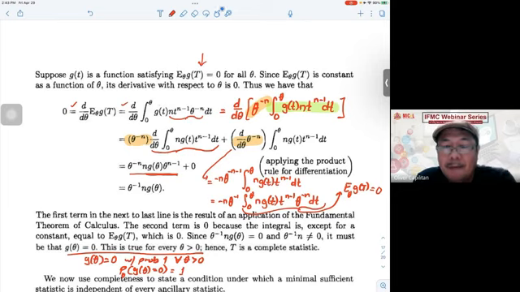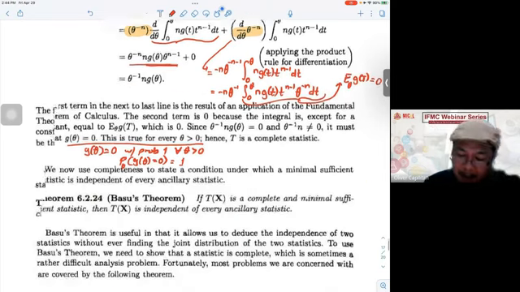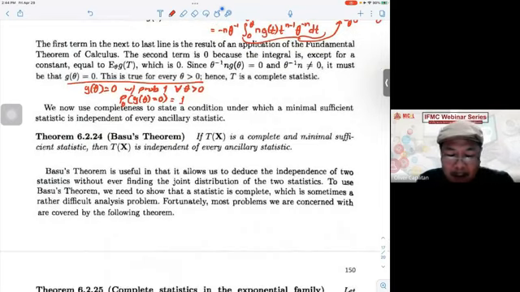So we have illustrated our definition by these two examples. We have a complete statistic. Now we use completeness to state a condition under which a minimal sufficient statistic is independent of every ancillary statistic. In our previous examples, we have seen that the minimal sufficient statistic and the ancillary statistic are not independent. Actually, the ancillary statistic is a component of our minimal sufficient statistic.